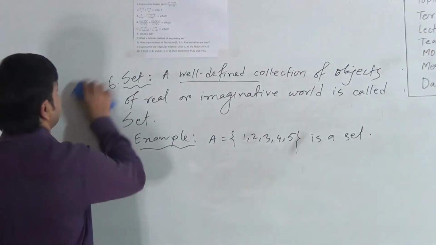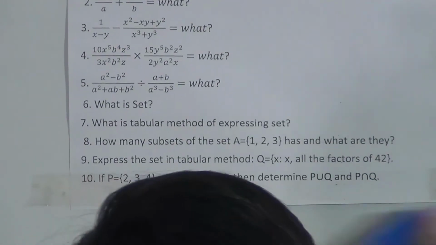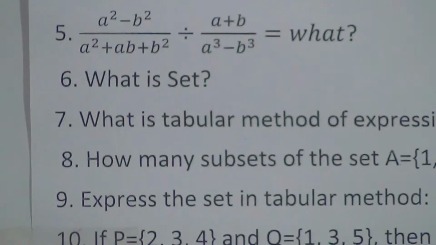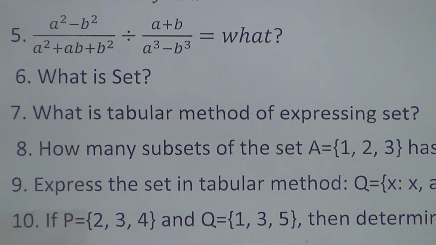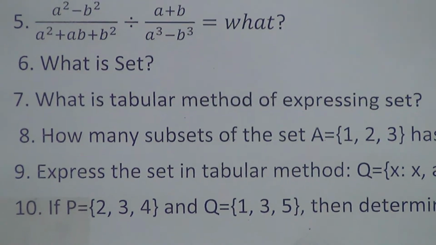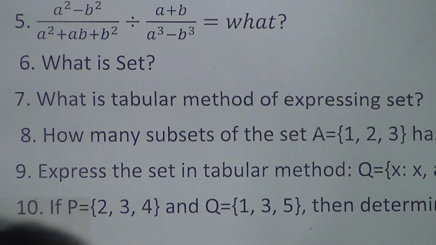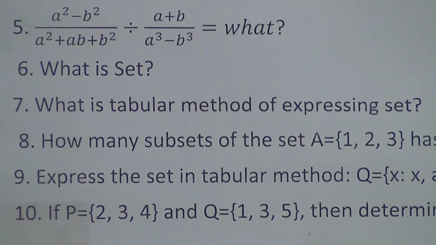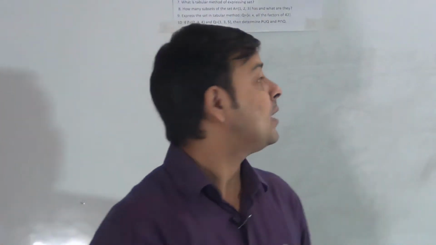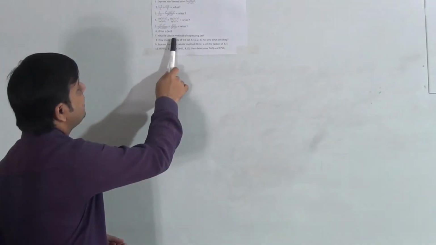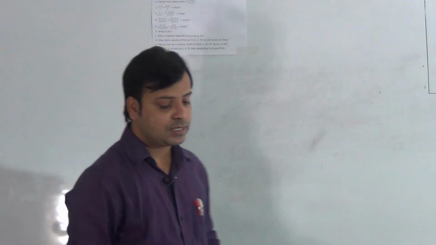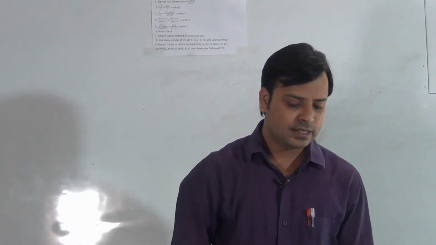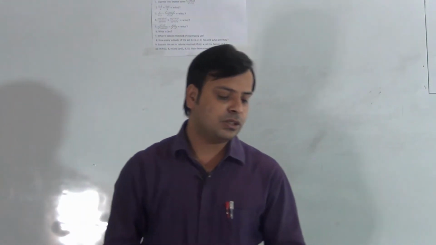What is question 7? Question 7 is what is tabular method of expressing set? Dear students, you know that from chapter 7 you have learned two methods of expressing set. First one is tabular method of expressing set, and second one is set builder method of expressing set. What is the question here? What is the tabular method of expressing set?